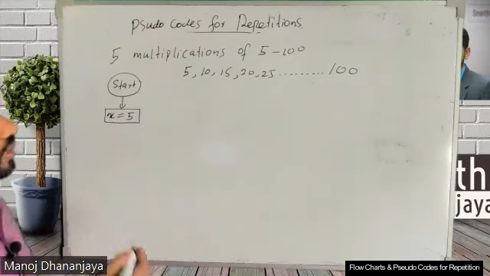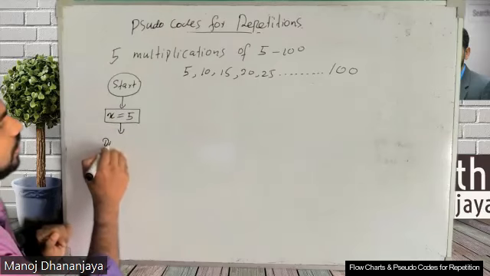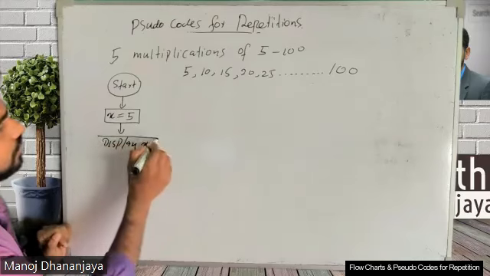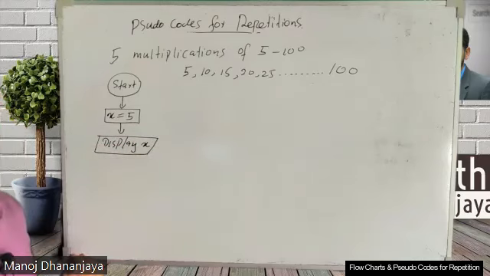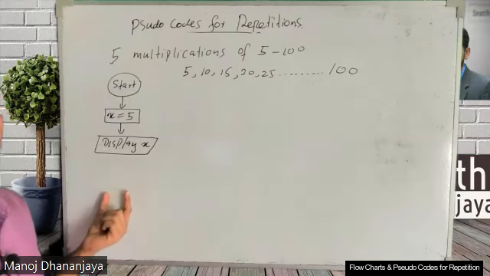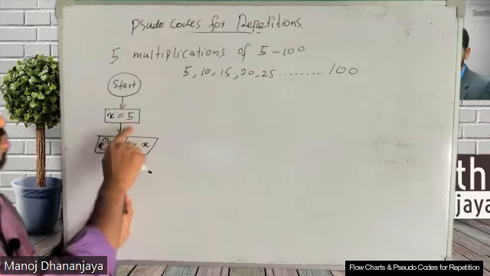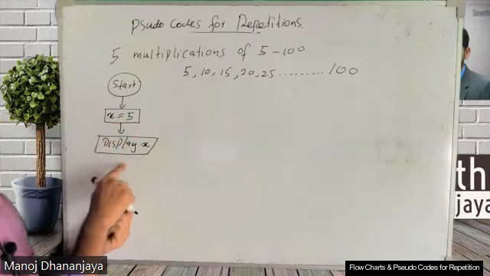Now, we should display this value on the screen. We can write display X. Display X. Now, number 5 will be displayed on the screen. X is a variable. Initial value is 5. It is stored in the memory now. Then now we are going to display it on the screen.